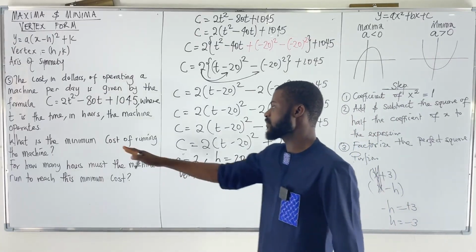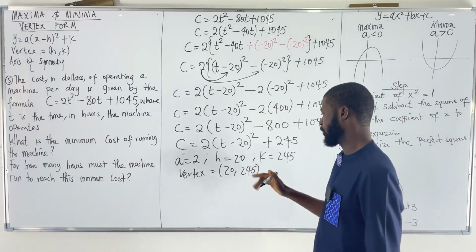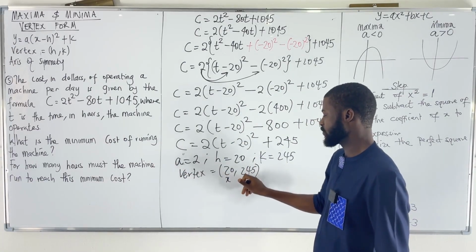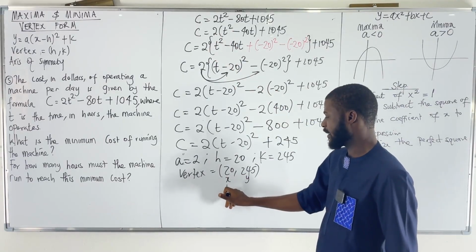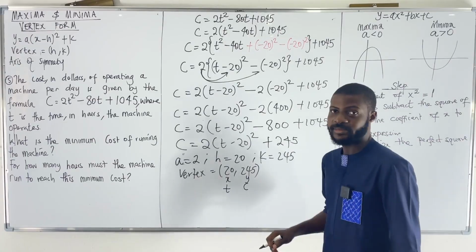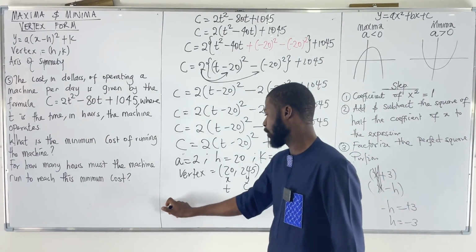So right now, the first question says, what's the minimum cost? You know that this is X and this is Y, right? So since our equation is in terms of C and T, it means this is our T and this is our C. That's the meaning. This is T and this is C. So right now, minimum cost.